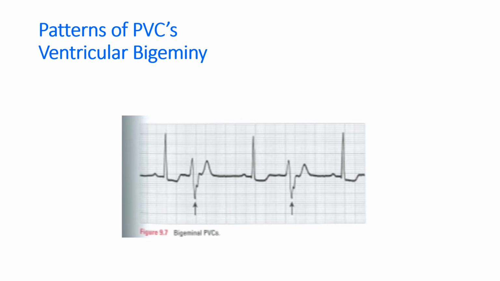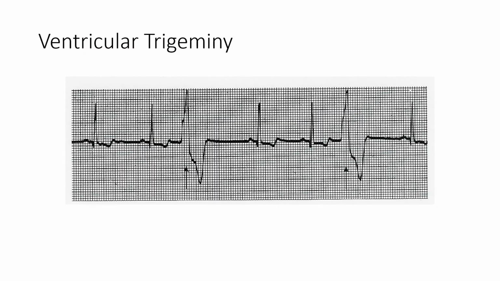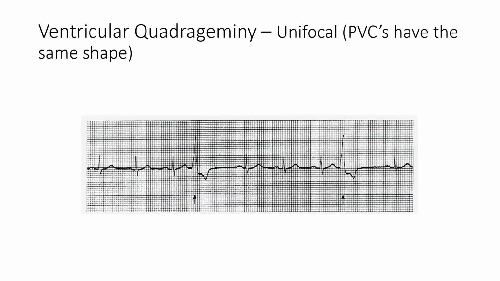Sometimes you will have patterns with your PVCs, and this would just be a way to describe how often they're having PVCs. For example, in this pattern, it is a ventricular bigeminy, meaning every other beat. So there's PVCs, they're premature, and they're every other beat. Ventricular trigeminy means that every third beat you have PVCs. And again, ventricular quadrigeminy means that you have PVCs every fourth beat.